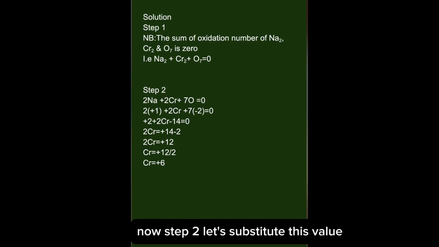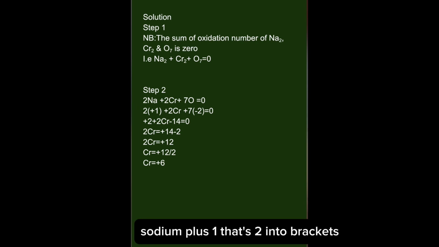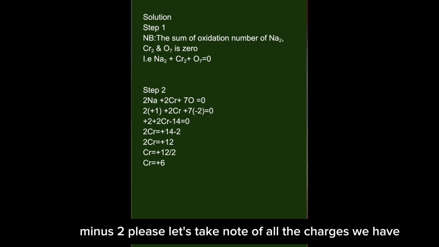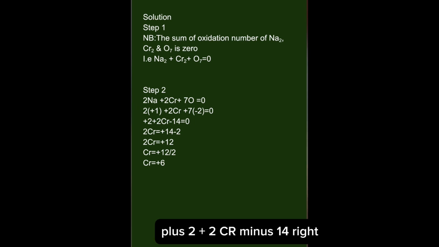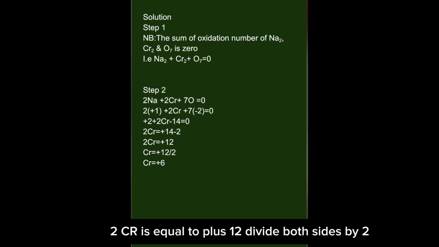Now, step 2, let's substitute these values. Sodium +1, that's 2 atoms of sodium times (+1) plus 2 chromium plus 7 times (-2). Please, let's take note of all the charges. We have +2 plus 2Cr minus 14, right? Then collect like terms, which is 2Cr is equal to +14 minus 2. 2Cr is equal to +12.